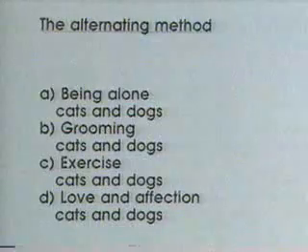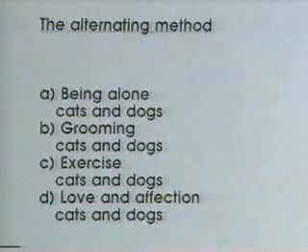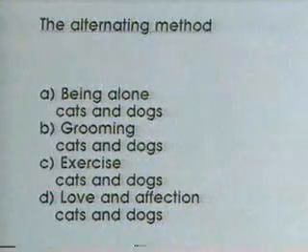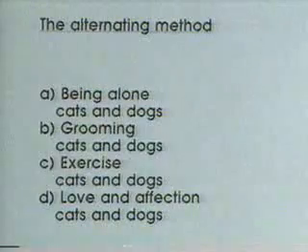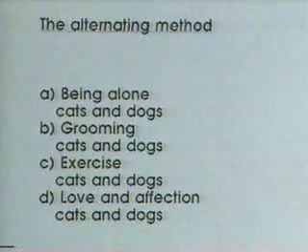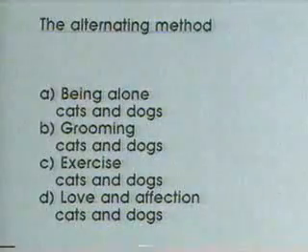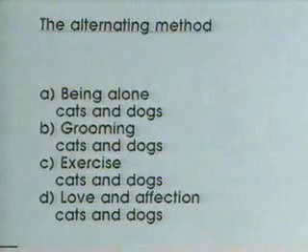Same topic sentence. Cats are very independent animals, but dogs are quite dependent upon their masters. But then you would break down as follows. Being alone, comparing cats and dogs. Grooming, cats and dogs. Exercise, again comparing cats and dogs. And finally, the subject love and affection, cats and dogs.